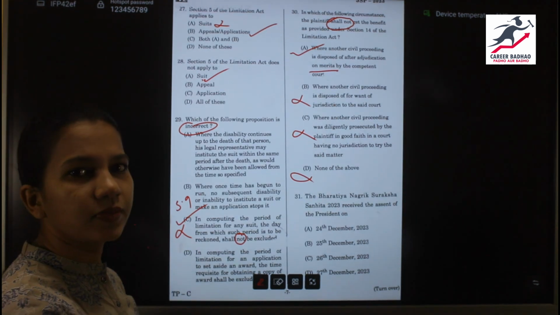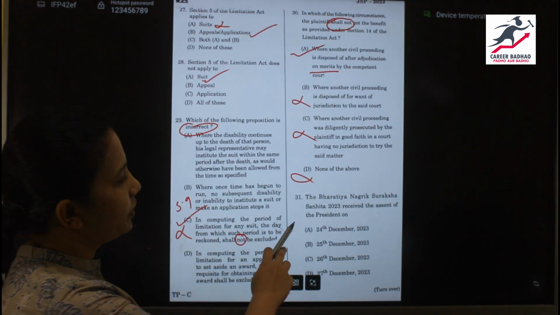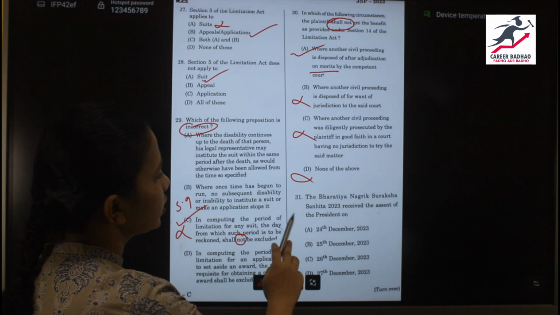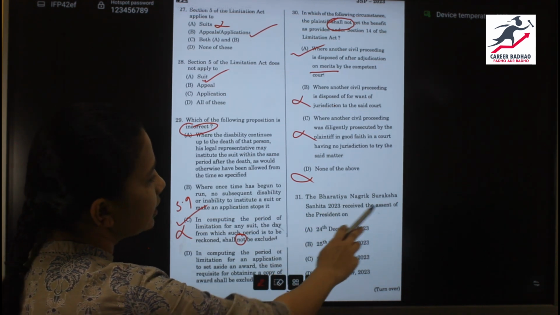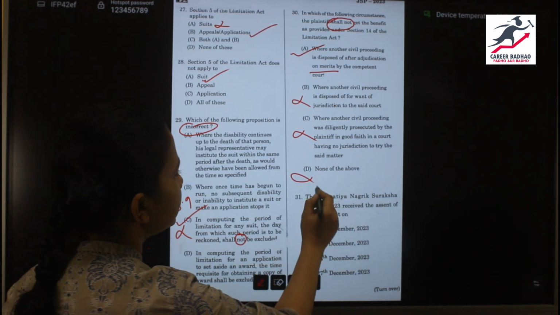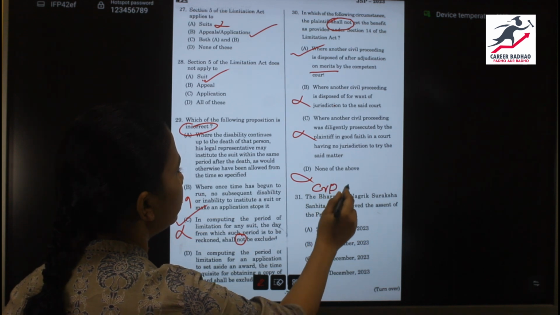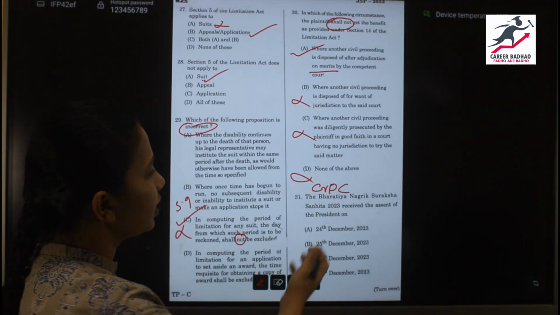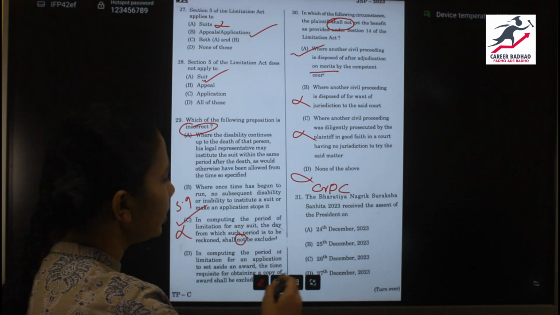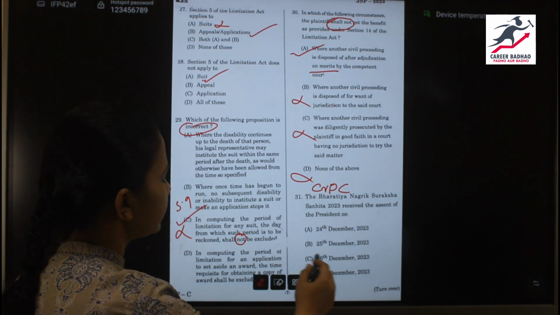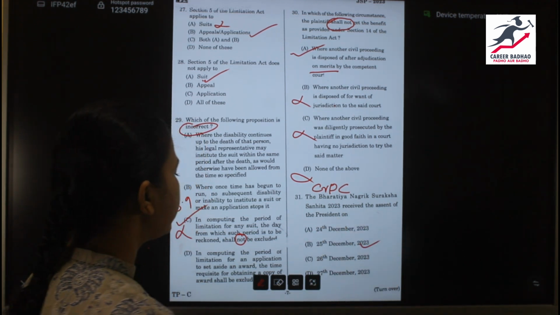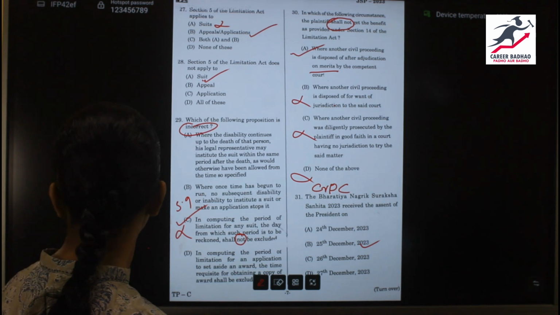Let's move to question number 31. The Bharatiya Nagrik Suraksha Sanhita 2023 received the assent of the President, that is CrPC, which will be known as Bharatiya Nagrik Suraksha Sanhita 2023. It received the assent of President on 25th December 2023. Let's move to the next slide.